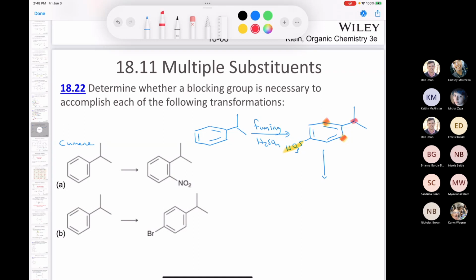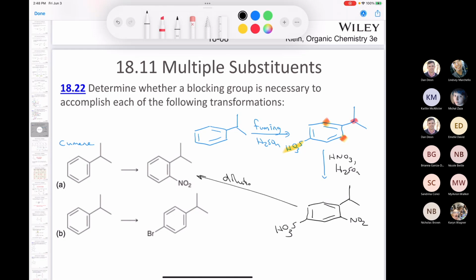direct to these positions. So everything is directing where we want it to, and thus, when we treat it with nitric acid and sulfuric acid to make our nitronium ion, we end up doing the nitration in the position that we want. So we get our nitro group installed here, and then we still have our sulfonic acid here. And then to make the final product, we would just treat it with dilute sulfuric acid, and that just knocks the sulfonic acid off.